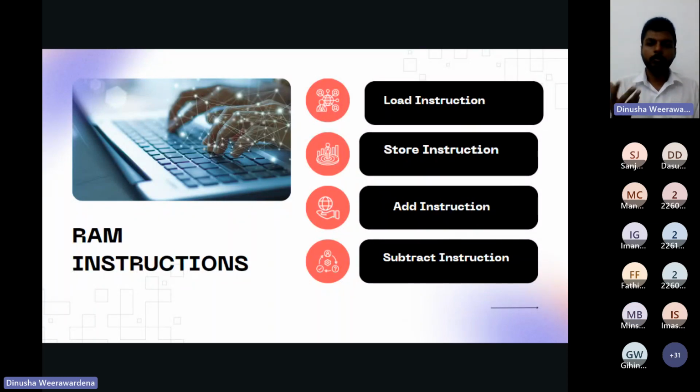Now let's dive into the slide. I will discuss some fundamental instructions that are at the heart of how a computer works. As you can see on this slide, these instructions include the load instruction, the store instruction, and some arithmetic instructions like the add instruction and the subtract instruction. Let's explore what these instructions are.